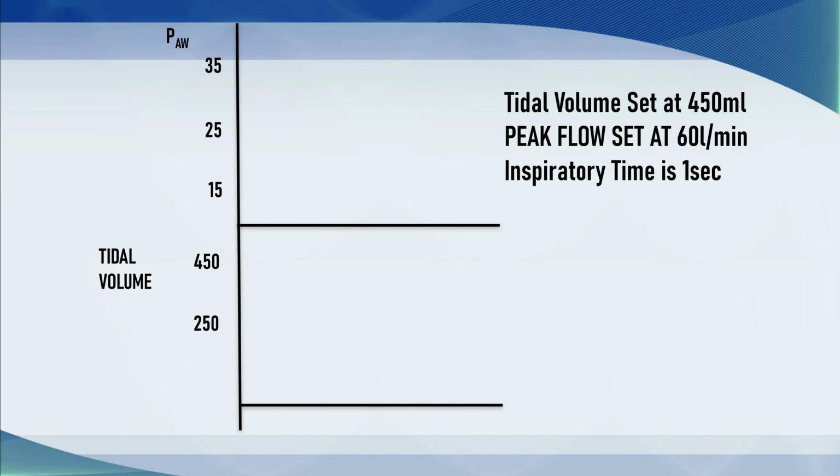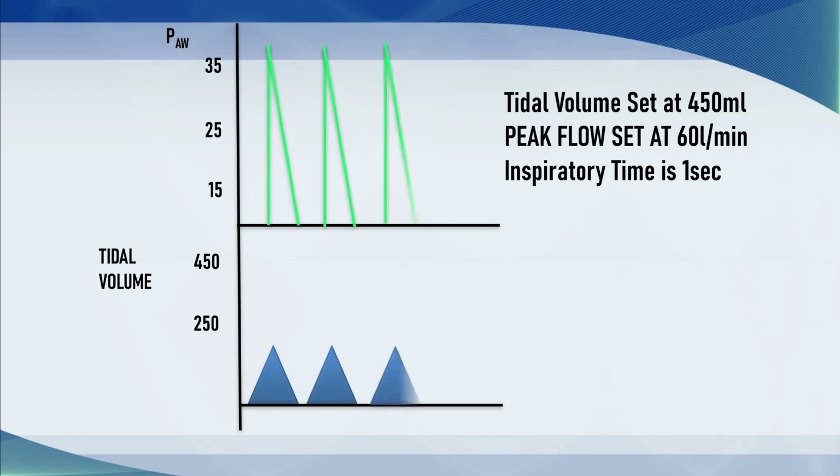This, in my view, is the most common and most kind of irritating problem with volume assist control, and I do see it with inexperienced users quite a lot. You have a patient set with a tidal volume of 450 mils, the peak flow is 60 liters per minute, and the inspiratory time is 1 second. So it's all set up, it's connected to the patient, and next thing, this happens. You hear the ventilator go chugga, chugga, chugga, chugga, chugga.